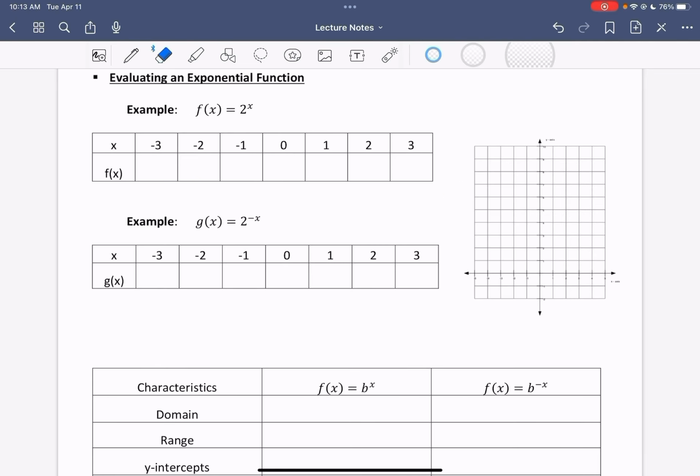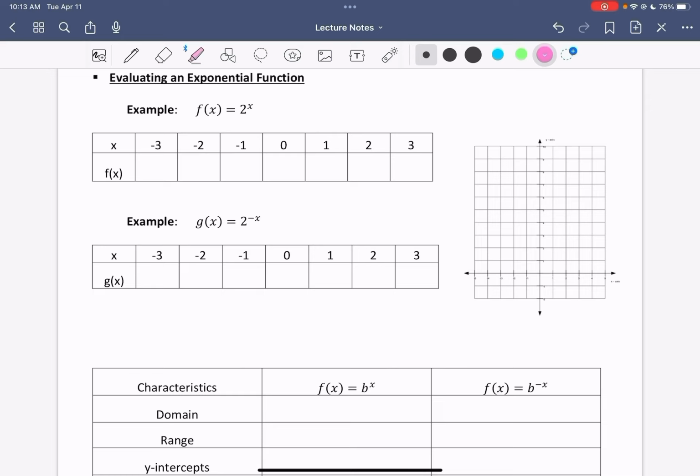Evaluating an exponential function. Let's start looking at how we can evaluate these different things, and how we're going to look at that is we're going to start with a pretty basic exponential function. We're going to plug in some different values and create that table, and then look at the graph and then bring it all together with an explanation.